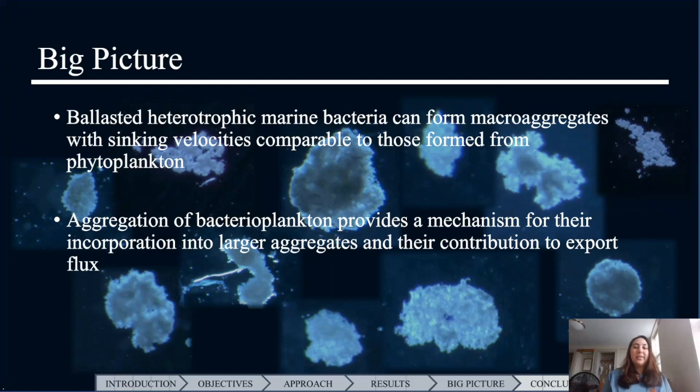So here's the big picture. For the first time, we found that yes, particle-associated marine heterotrophic bacteria ballasted with clay can form macroaggregates with sinking velocities comparable to those formed from phytoplankton. And we found that the aggregation of bacterioplankton provides a mechanism for their incorporation into larger aggregates and their contribution to export flux.